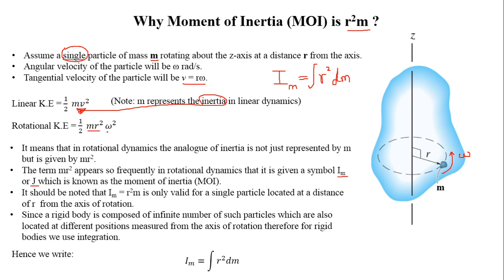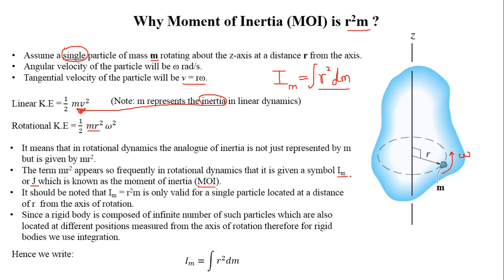This term m r square appears so frequently in rotational dynamics that it has been given a special symbol, I m or J. This is known as the moment of inertia. So you just have to remember that the moment of inertia is given by the integral of r square dm because in rotational dynamics, inertia is not just represented by m, but by the product m r square. This means that inertia depends not only on m, but also on the location of m, or how the mass is distributed in the geometry.